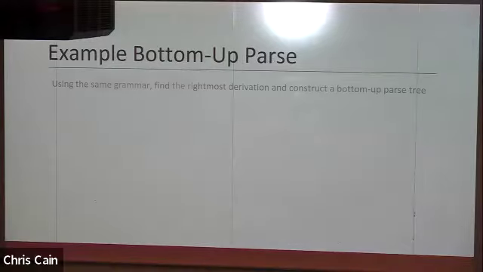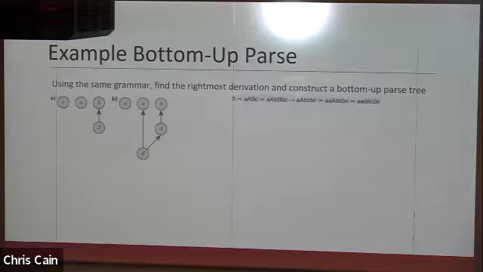For a bottom-up parse, we could use rightmost derivation constructing a tree. So if this were the sequence that we had gone through, which is what we did in the top down, how could we identify it in reverse?